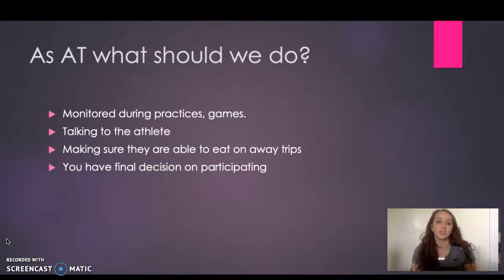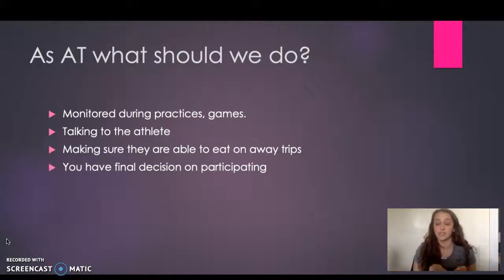As ATs, what should we do? We need to monitor during practices and games, talking to the athlete, making sure they're okay, and making sure they're able to eat on away trips. So when we go away, making sure we're not stopping at McDonald's every time or something like that. And you have the final decision on whether the athlete is participating.